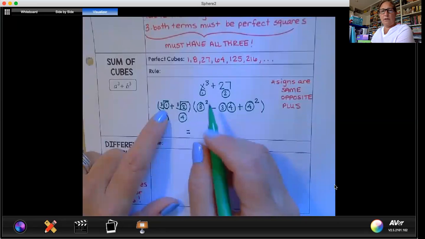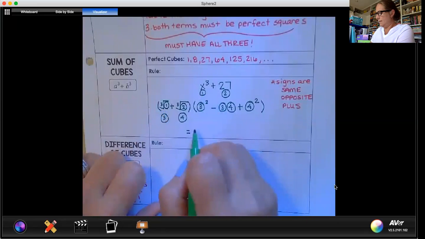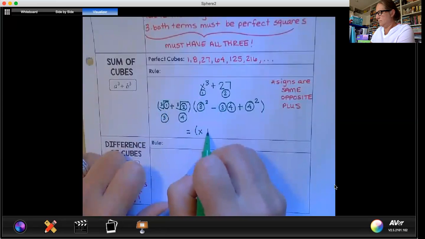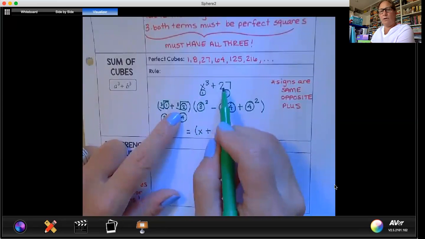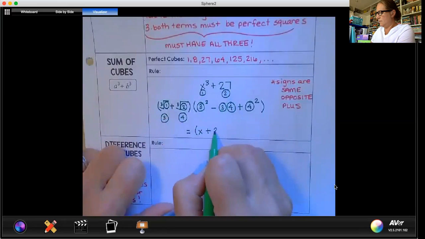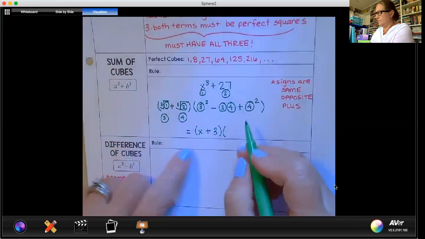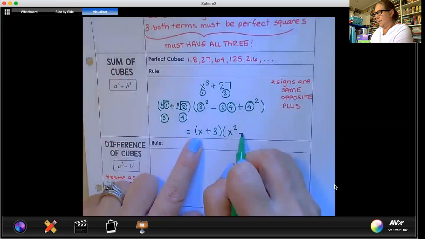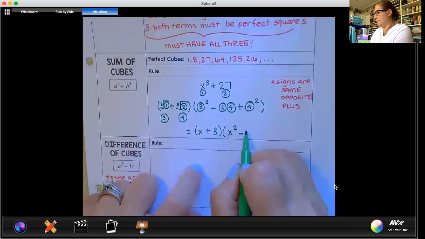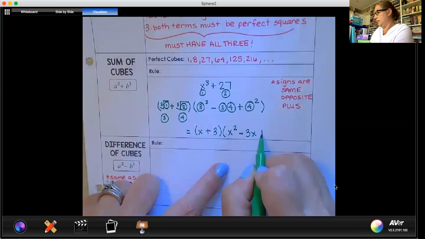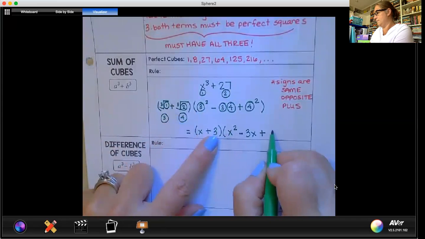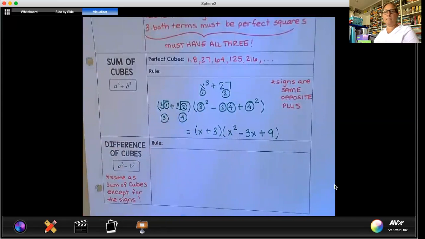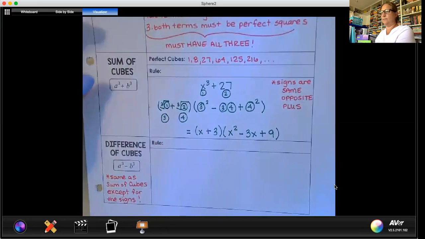The cubic root of term 1 is x, plus the cubic root of 27 is 3. Then x squared, minus, multiply them together, plus 3 squared. And that is factoring using sum of cubes.